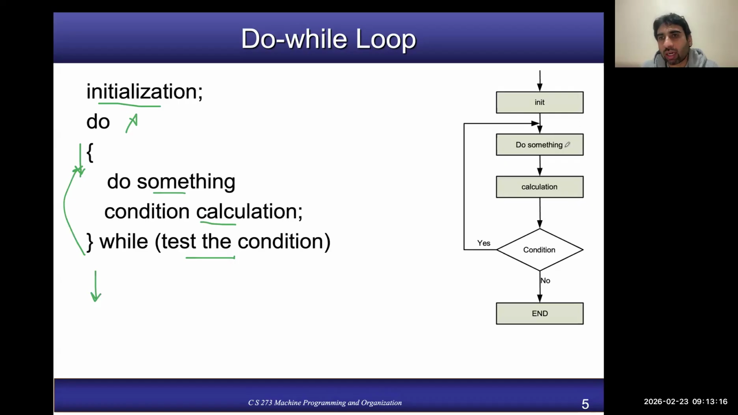So on the right side this shows how the control flow works in the case of the do while loop. You have an initialization block, then you do something in the body of the loop. You calculate or update the condition variable, then you test the condition, and if it is true, you go back to the body. Otherwise, you exit the body of the loop.